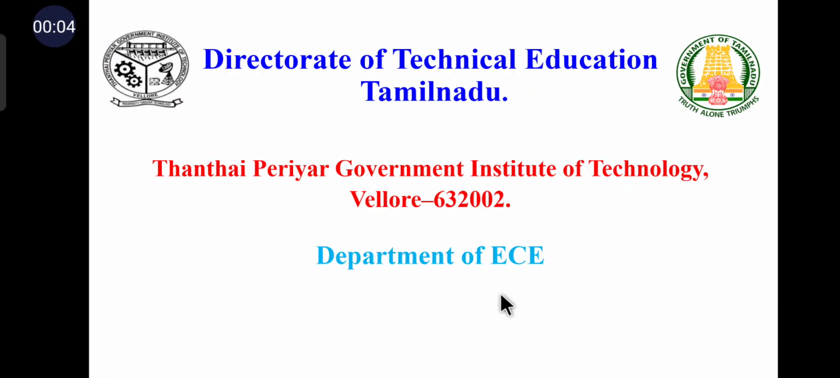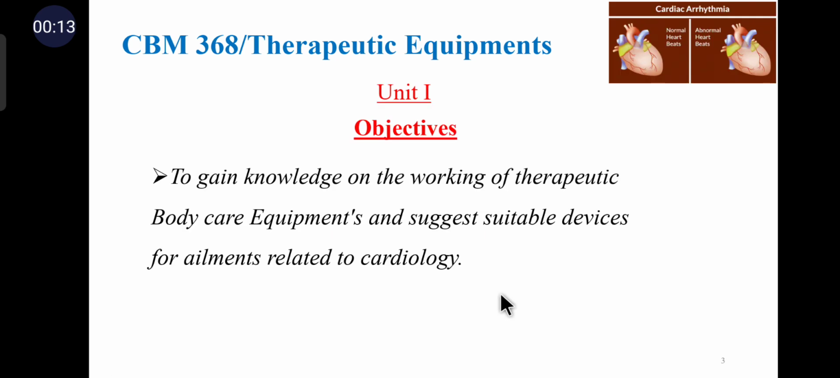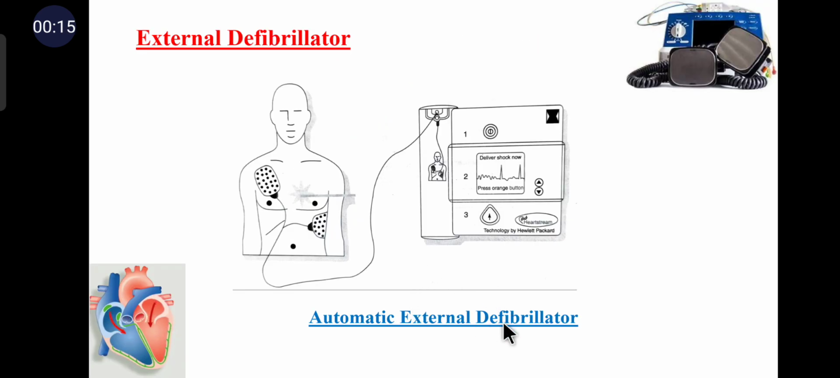With reference to the previous video, unit number 1, let us see one more topic: the external defibrillator, the automatic external defibrillator. Okay, so we know why we need the defibrillator. All these things we have already discussed in the previous video. Here we are going to see one of the types, called the external defibrillator.